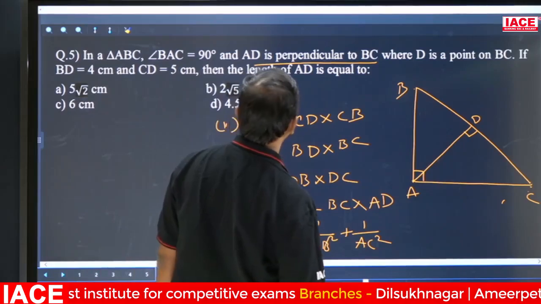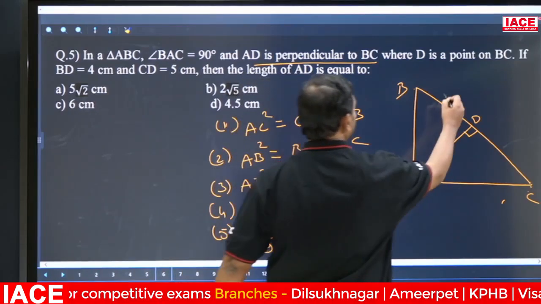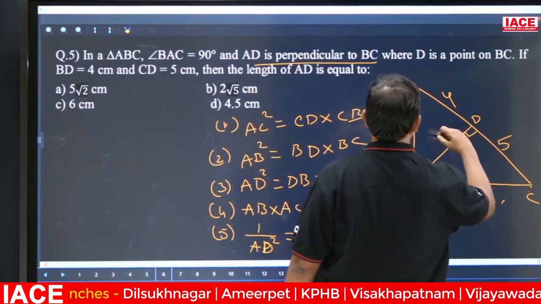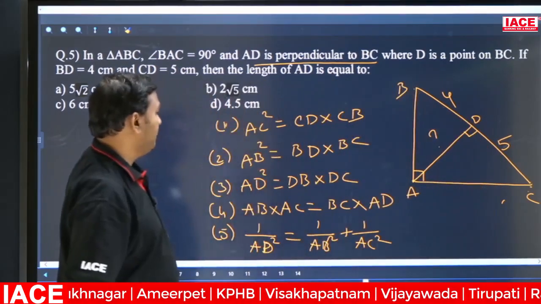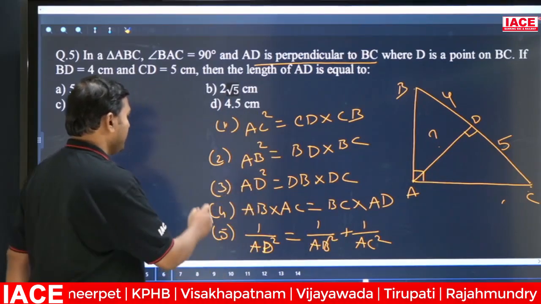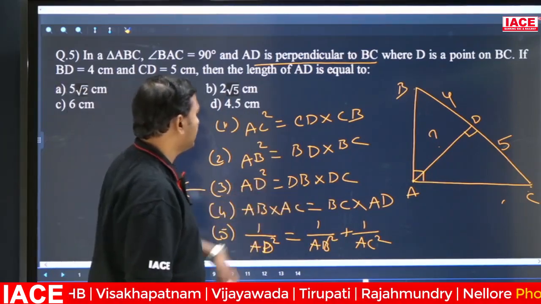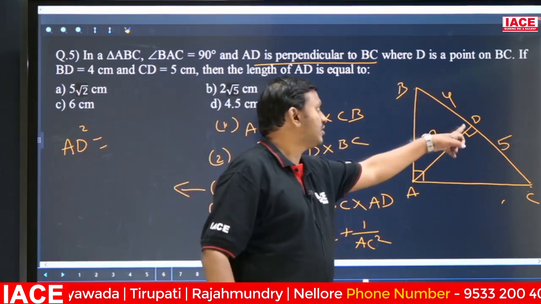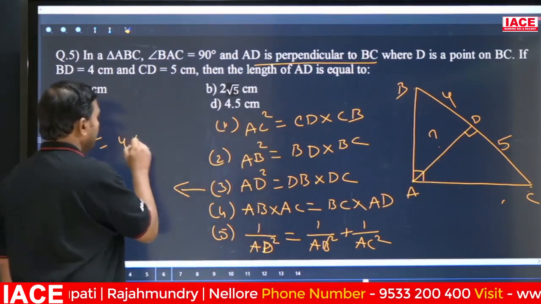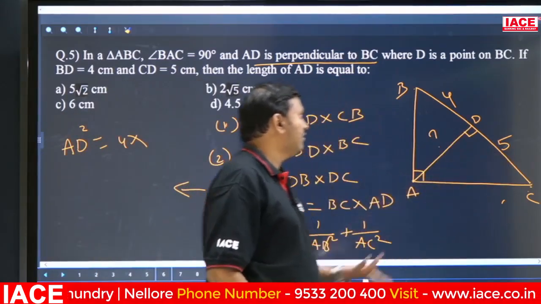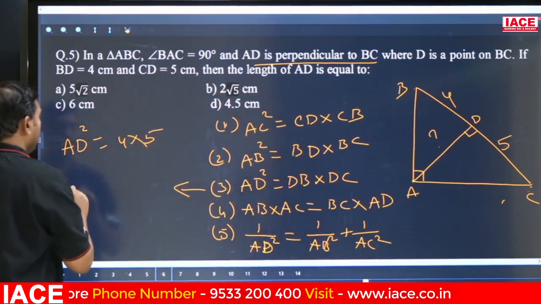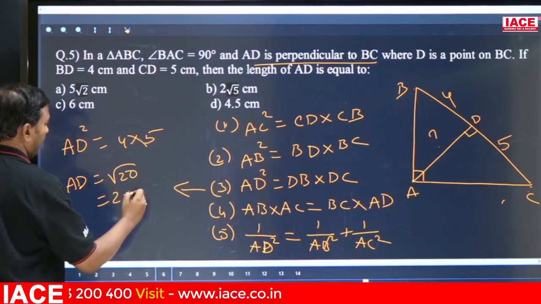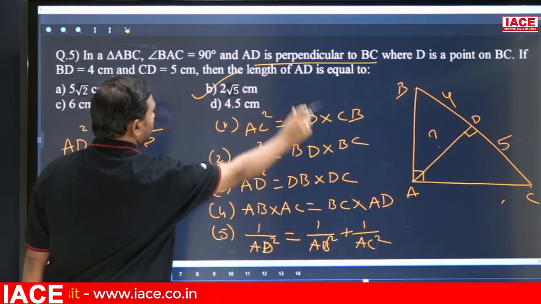Now, what is given? Just see. If BD equals 4 and CD equals 5, then find the value of AD. Very simple. AD we have to find, so we use point number 3. AD square equals BD into DC, which is 4 into 5. So AD equals root 20, and root 20 means 2 root 5. Option B is the right answer.